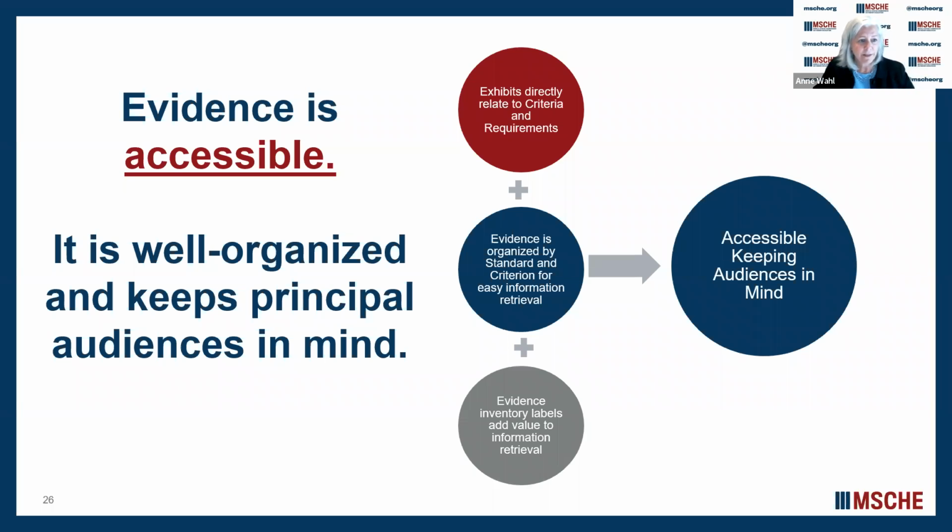So the first is that the evidence is accessible, and we've talked about this, and you'll see the themes and the patterns and the terms repeat, and we're hoping that helps things marinate a little bit. But a well-organized evidence inventory is everything for you and for your peer evaluators and commissioners. But there's some key principles that we want to share. One is that evidence or exhibits directly relate to the criteria and requirements.